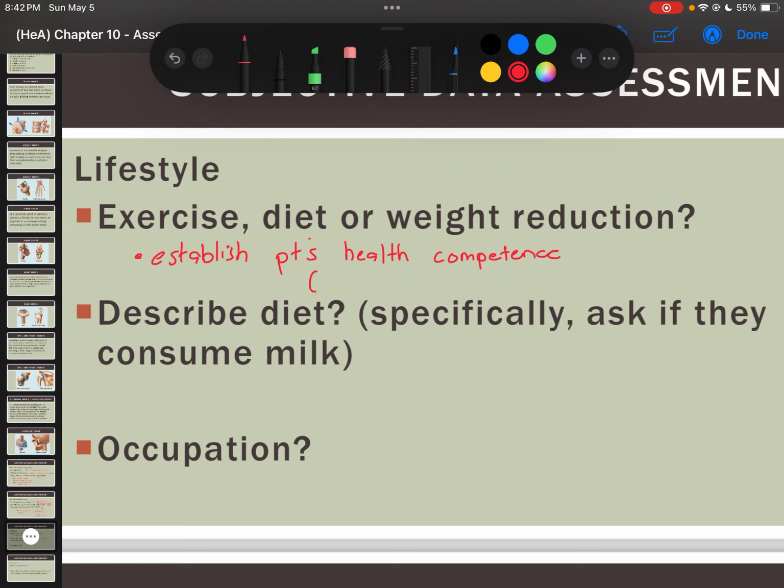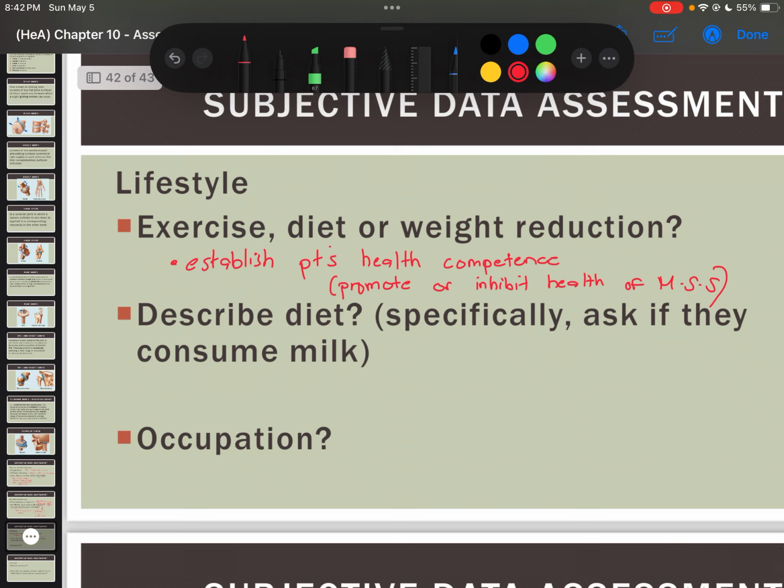Meaning to say, are they actively trying to promote, or passively letting things be, to promote or inhibit the health of the musculoskeletal system? Establish their competence. So if they answer, yes sir, I exercise, at least you know that they are actively trying to promote their musculoskeletal system.